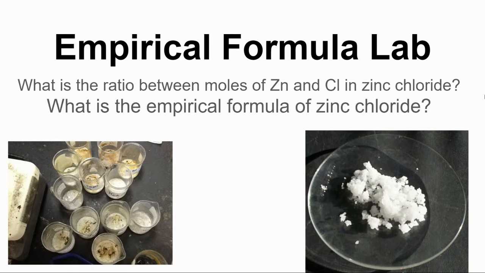So the whole goal of this lab is to discover the ratio between the moles of zinc and chlorine in zinc chloride. And the driving question then is, what is the empirical formula of zinc chloride? The picture on the left are some sample compounds that have been made in the past. On the right would be a very pure zinc chloride that was created by somebody with much better equipment than what we have. But that's okay, we can always dream.